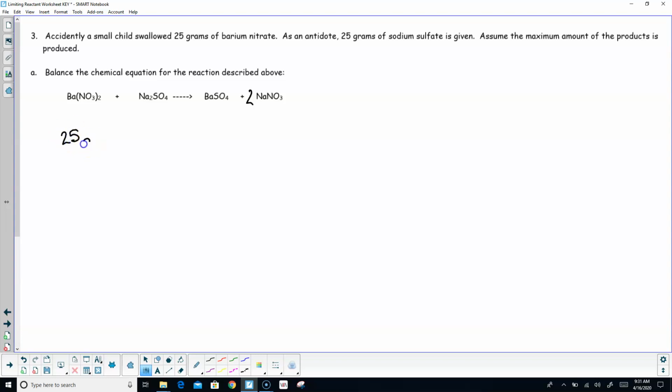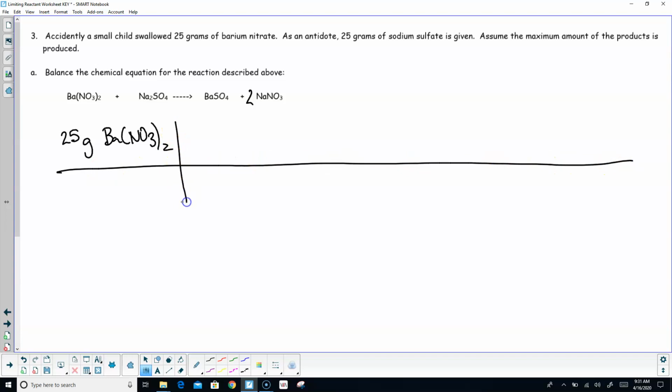So 25 grams of barium nitrate, we said. And we're going to convert that to, let's say, the sodium nitrate. So for 1 mole of barium nitrate, if I add those up, 261.35 grams of barium nitrate.